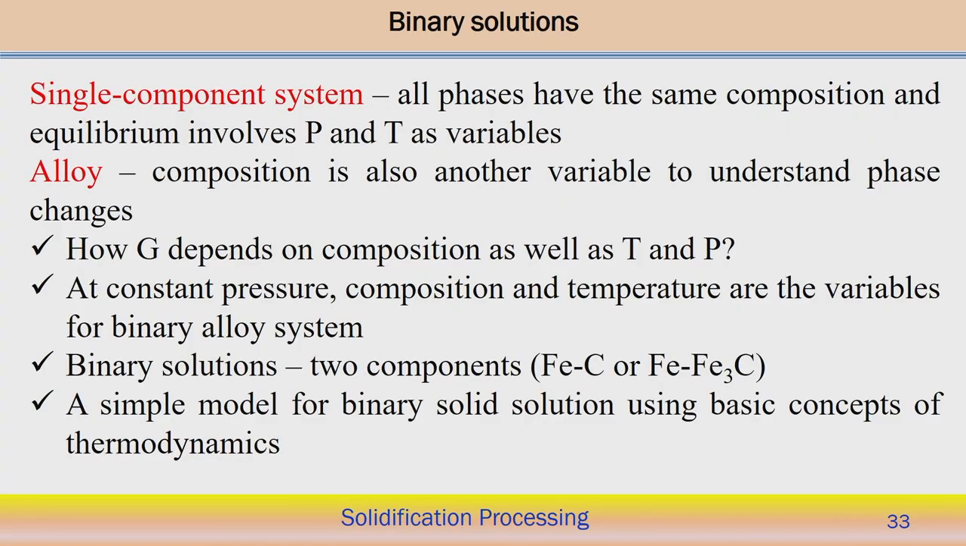Now, we look into the binary solution. Once we have discussed the single component system, then for a binary solution, in what way can we express the change of Gibbs free energy, or what can be the expression for the Gibbs free energy function? Here, for the single component system, we assume all phases have the same composition. Therefore, there is no change in the composition of the system, and equilibrium involves pressure and temperature as variables.